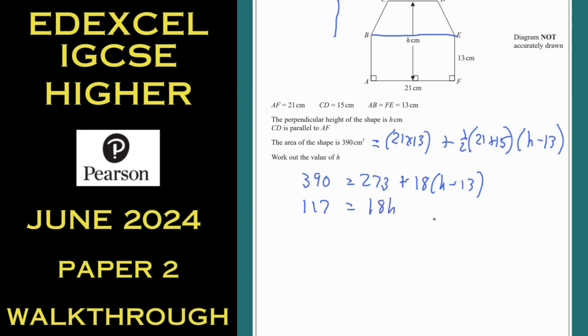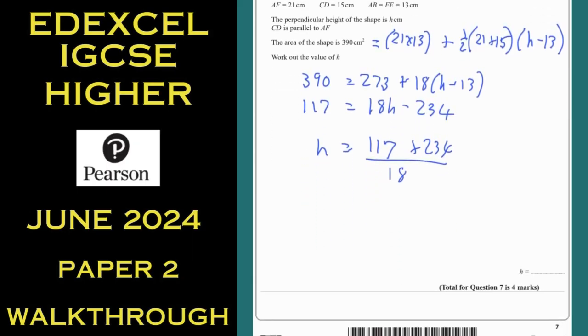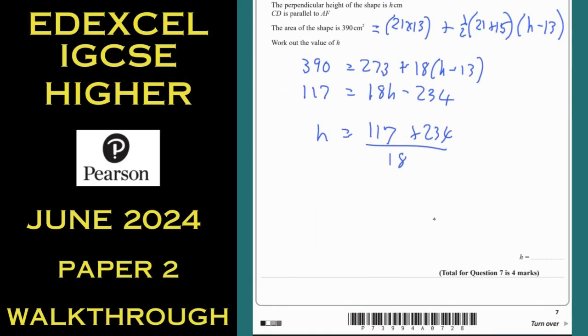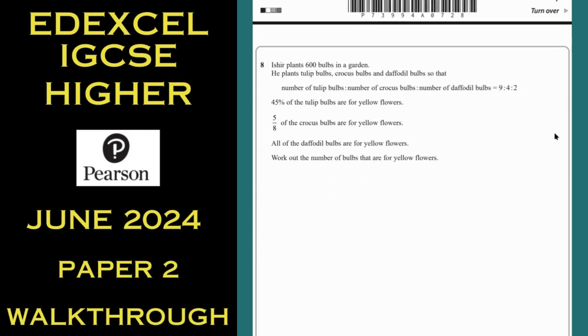18 times 13, or negative 13, is minus 234. So to get h, we're going to take the 117, add the 234 to both sides, and divide both sides by the coefficient of h, which gives us 39 over 2. That is a perfectly good answer, but so is 19.5. Both get the marks.